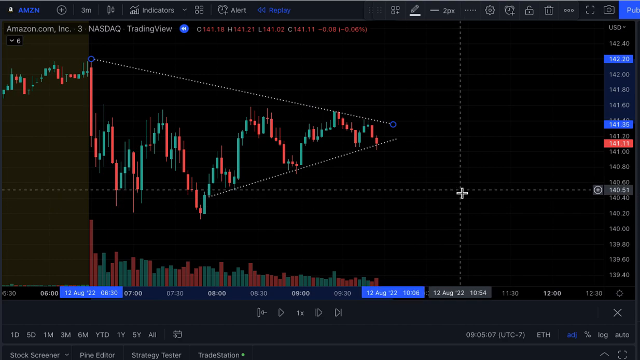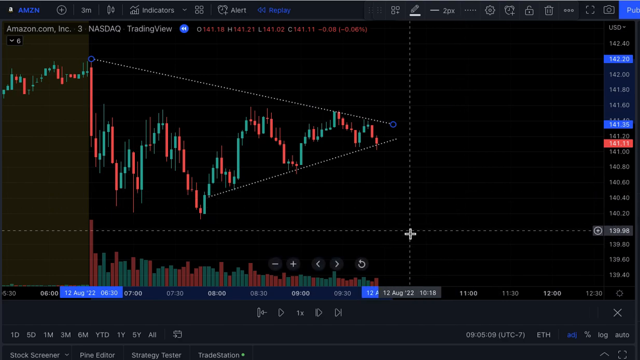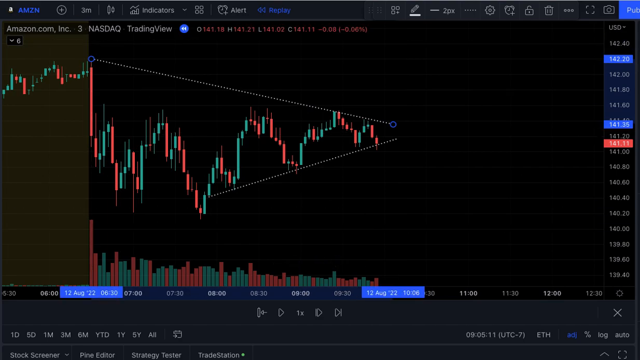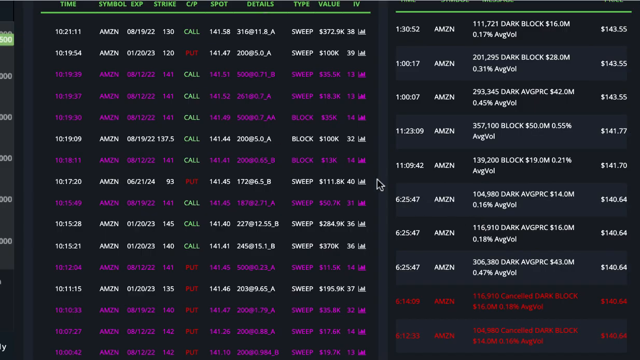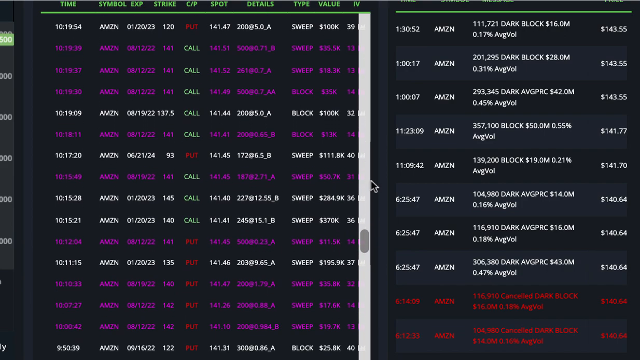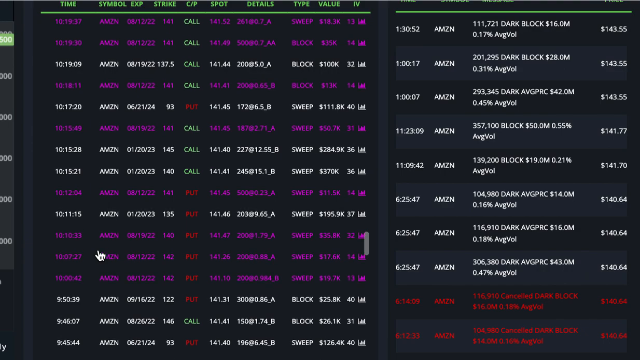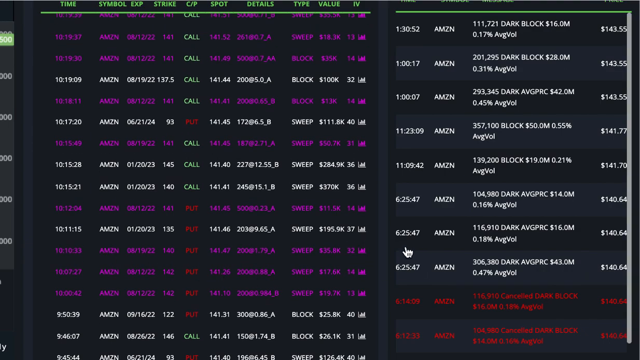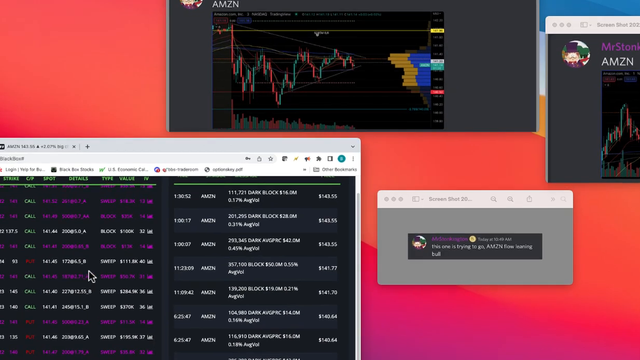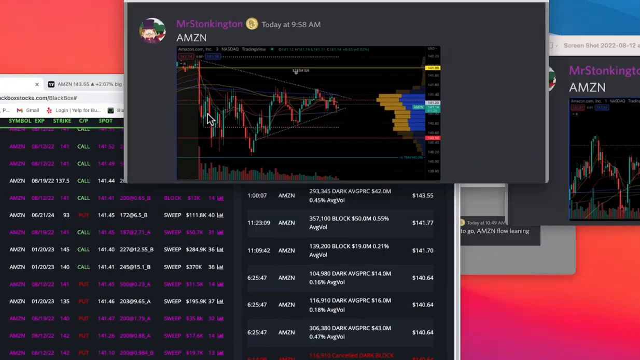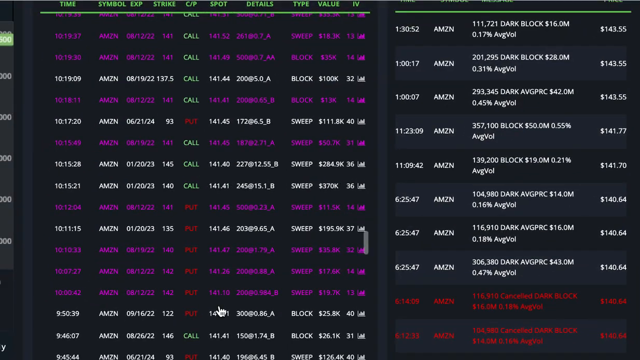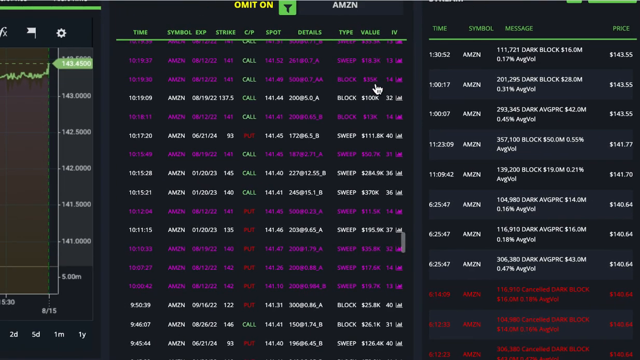So I put the chart there in the room, and then because I'm looking at this setup, I would be trying to keep an extra eye on Amazon flow. I am on Pacific time, so 10 a.m. for me is 1 p.m. market time. So again, I put this out there in the room at 10:58. If we come into Blackbox, this is how I use it here.